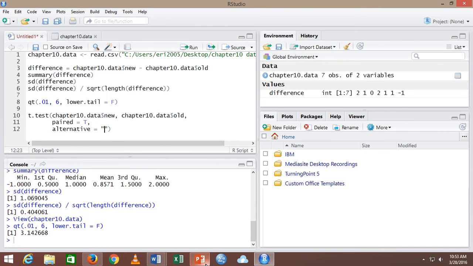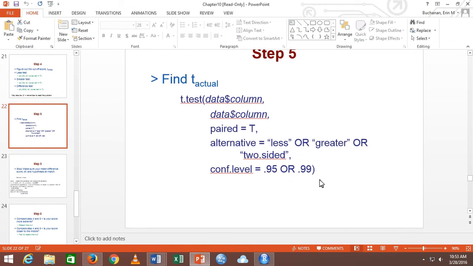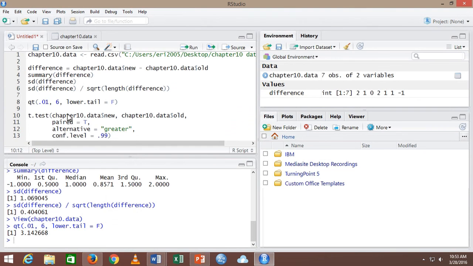And then our 2 lines we used before. So our alternative here is greater. Conf level is actually 0.01. Oops, sorry. 1 minus 0.01, so 0.99. Okay. So remember, P less than 0.01 is a 99% confidence interval. I don't know why we can't all keep it in the same direction, but I don't make up the rules.